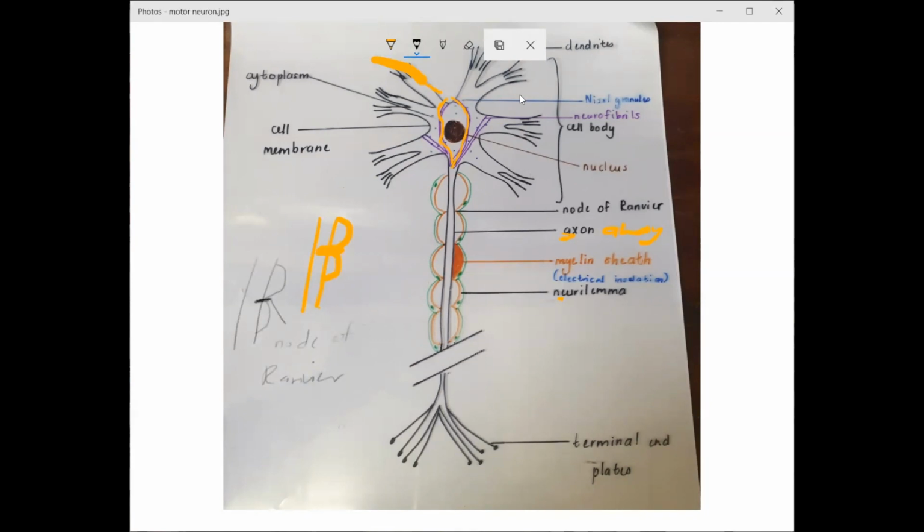Nissl granules contain ribosomes, so they're there to produce proteins. Nissl is in capital letter because it's named after a person. Ranvier is in capital letter because it is named after a person. So this is the diagram where the exceptions are made. Ranvier and Nissl must be in capital letter. This is a very important diagram. You will learn this neuron again in matric.